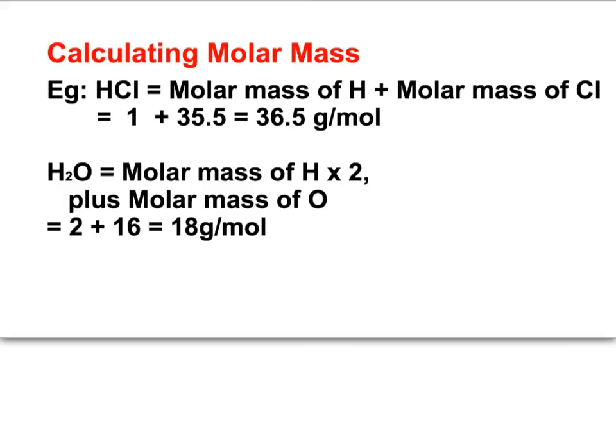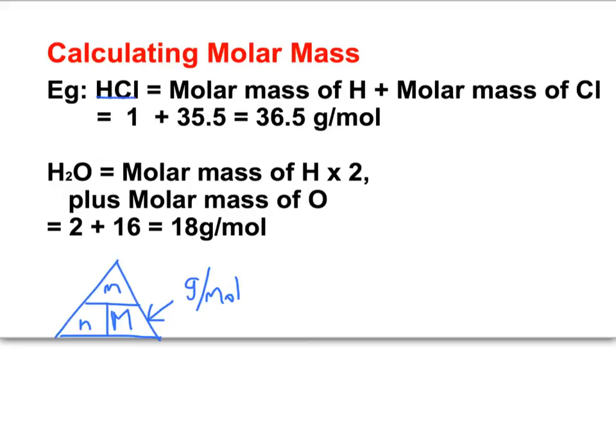Now, as we said, in order to calculate moles, we need to have the mass of the substance we're trying to calculate. How many grams of it do we have? And we also need to work out the molar mass. So our first part of this calculation of moles is working out how you calculate the molar mass. And remember, it's in grams per mole. And we find it on the periodic table as the mass number.